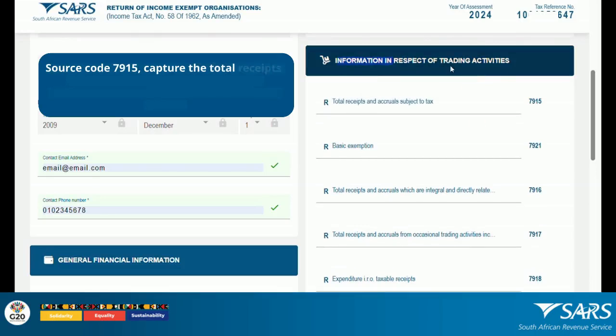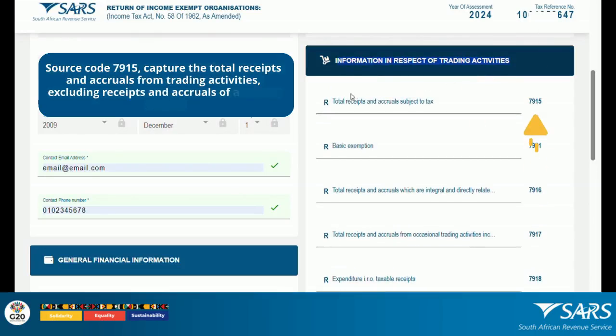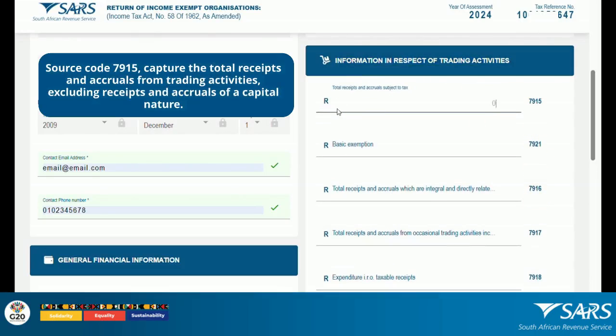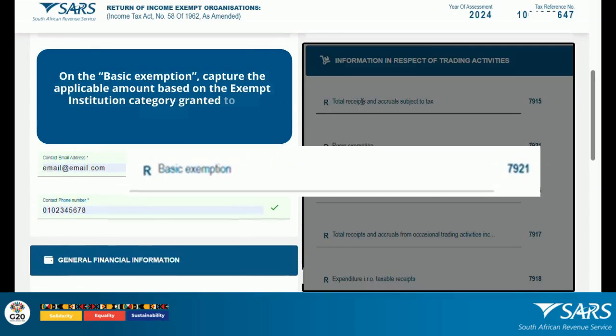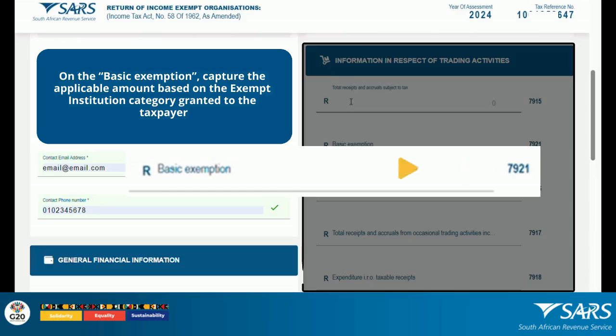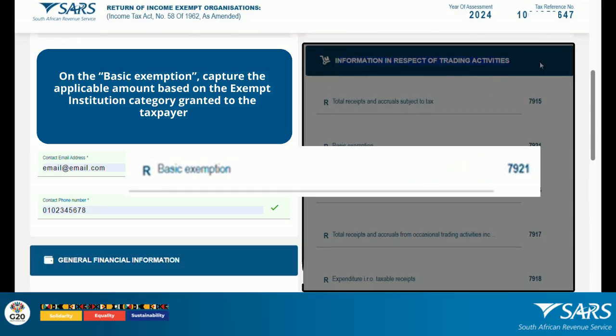On the source code 7915, capture the total receipts and accruals from trading activities, excluding receipts and accruals of a capital nature. On the basic exemption, capture the applicable amount based on the exempt institution category granted to the taxpayer.